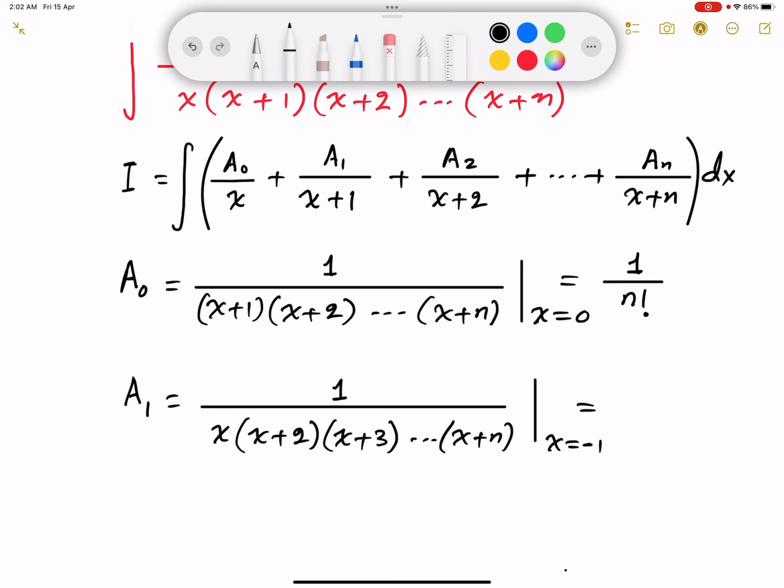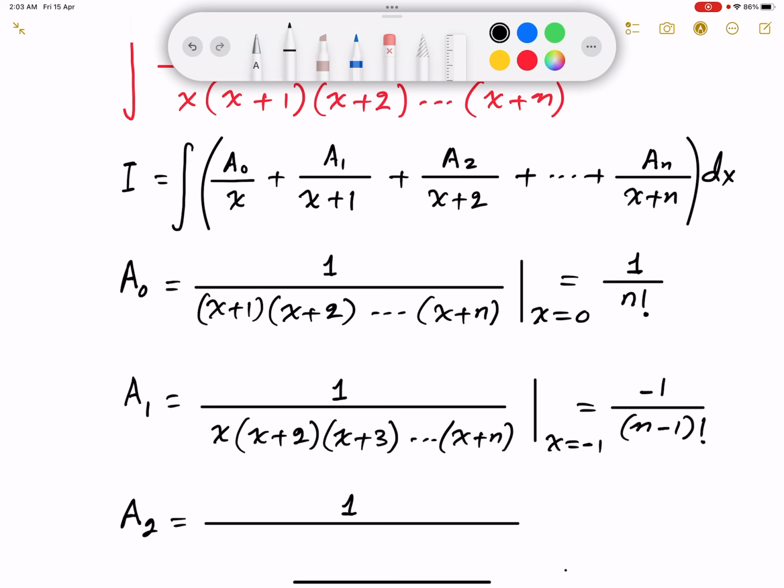So if we do that, that's going to give us 1 over minus 1 multiplied by minus 1 plus 2, which is 1, multiplied by minus 1 plus 3, which is 2, 3, 4, 5, all the way to n minus 1. So this is going to give us minus 1 because of the first term, and the rest is going to be n minus 1 factorial. So it's going to be minus 1 divided by n minus 1 factorial. Now let's go ahead and also find a2 following the same exact procedure.